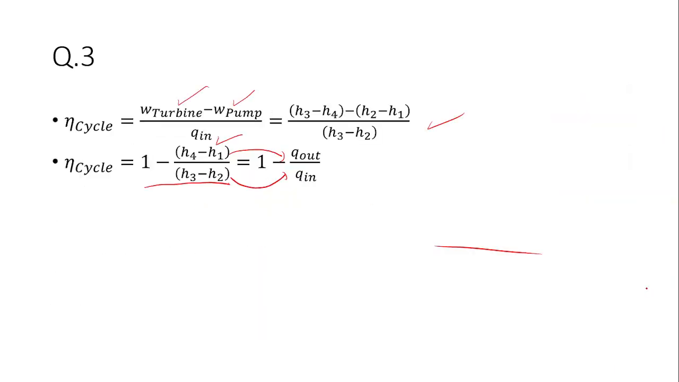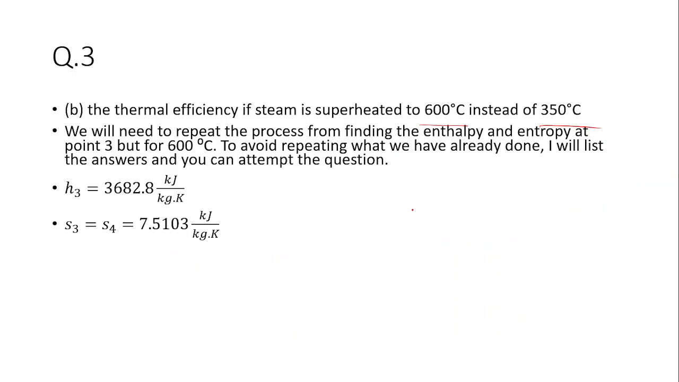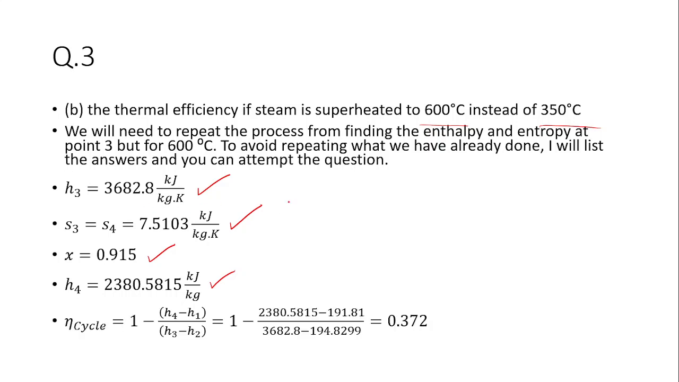Then we'll just do the same thing and find our quality. So I left the answers here for us to try out. The enthalpy at 3, the entropy at 3 and 4, the quality. So you can do it and confirm your answers, right? Then we can find the enthalpy at point 4. So after we find the quality, find the enthalpy at point 4 with all the things we've done so far. And then the efficiency of the cycle should be this.